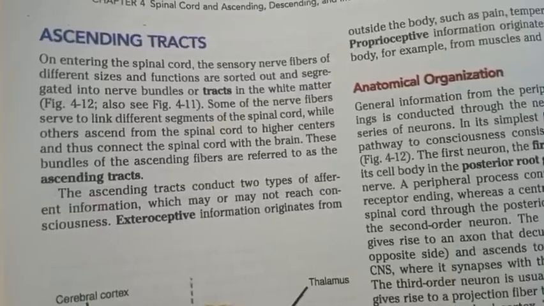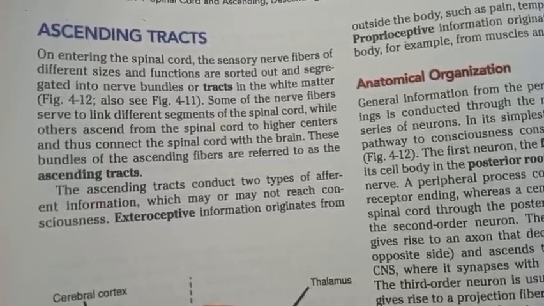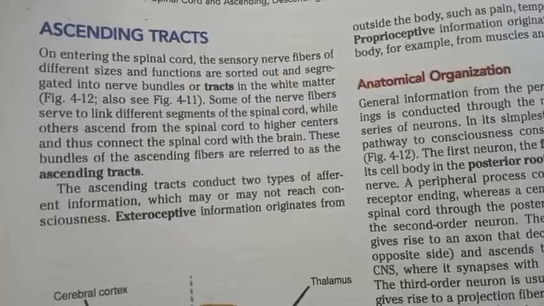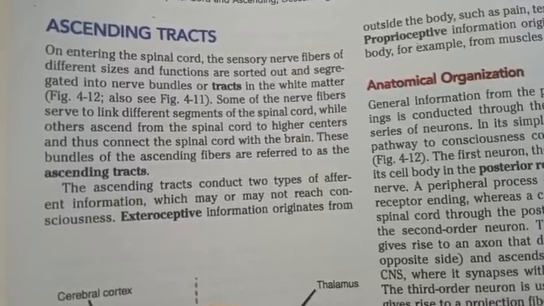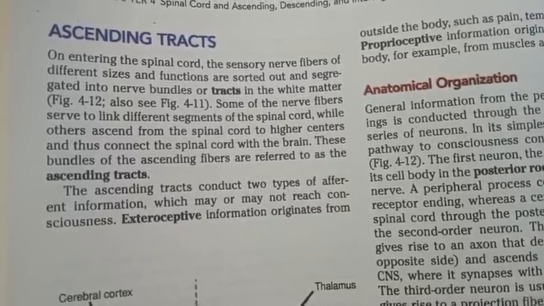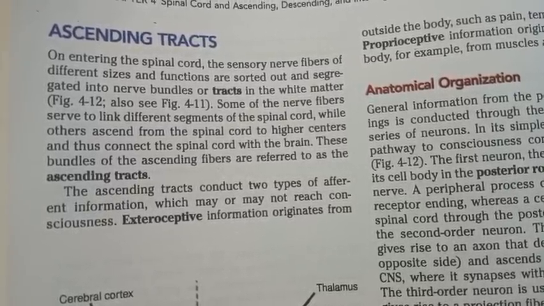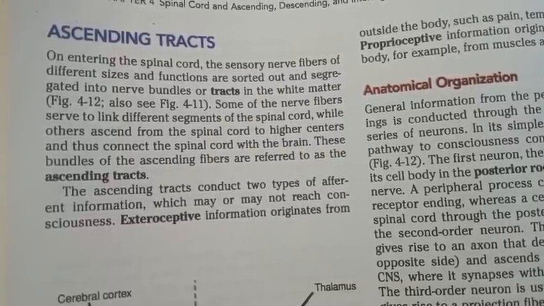On entering the spinal cord, the spinal nerve fibers of different sizes and functions are sorted out and segregated into the tracts. These bundles of ascending fibers are referred to as ascending tracts. The ascending tracts conduct two types of afferent information which may or may not reach the consciousness.